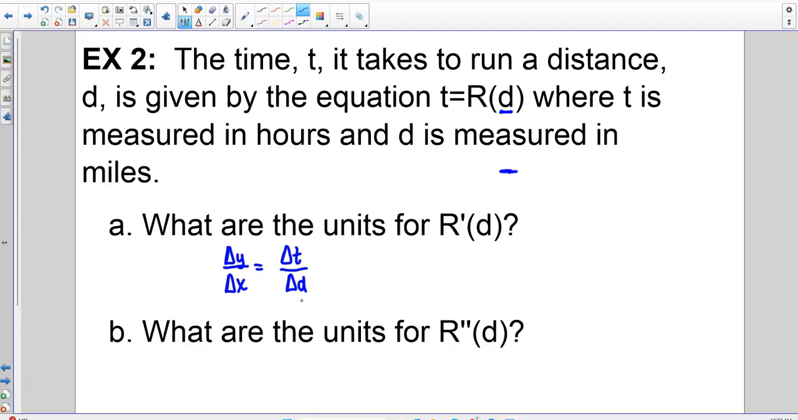In this case, t is measured in hours, and d is measured in miles. So hours per mile. That sounds weird because we don't use that very often. Even though if you really think about it, we wouldn't do hours per mile very often.